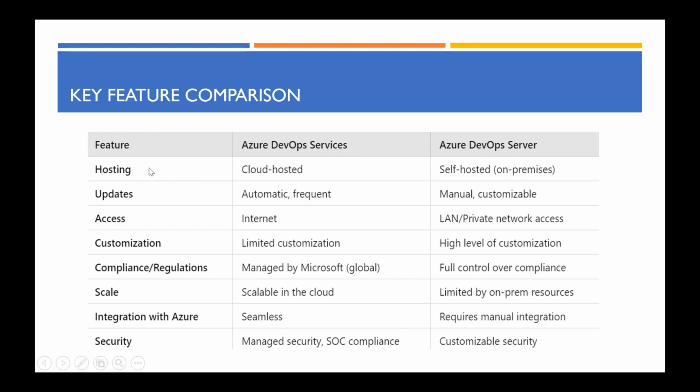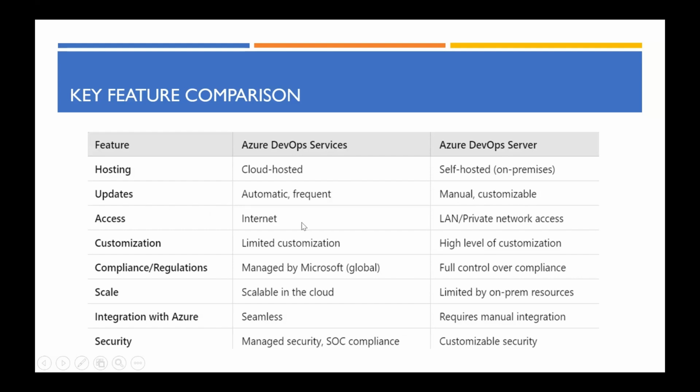If you see some of these, like for hosting, this is cloud hosted and this is self-hosted on-premises or in your private cloud. Or if you have any servers, you can use that to host this. Okay. In the updates, generally Azure DevOps Services gets updated automatically and frequently. But in case of Azure DevOps Server, this is manual and customizable. You can manually install Azure DevOps Server and customize it as well.